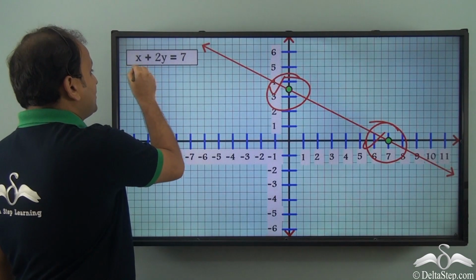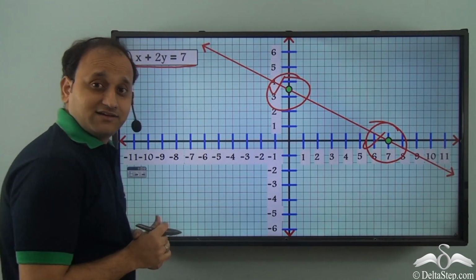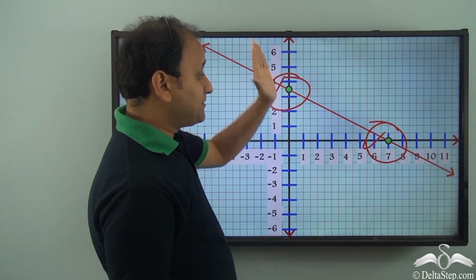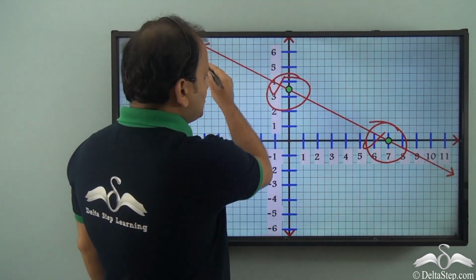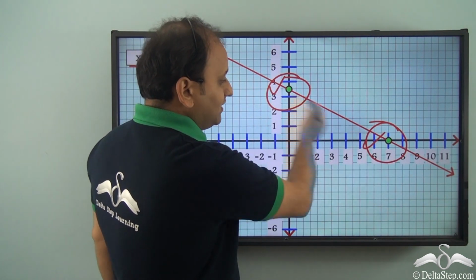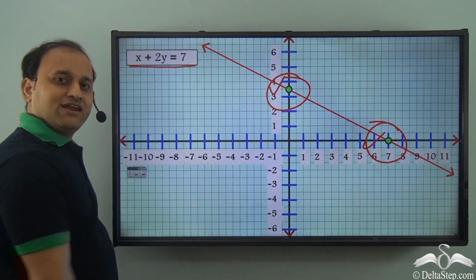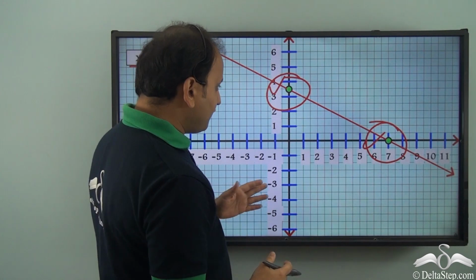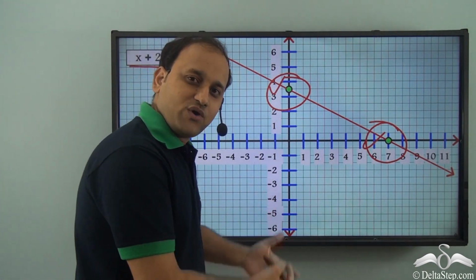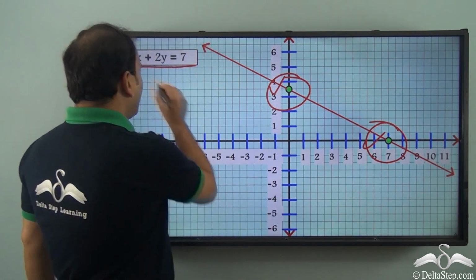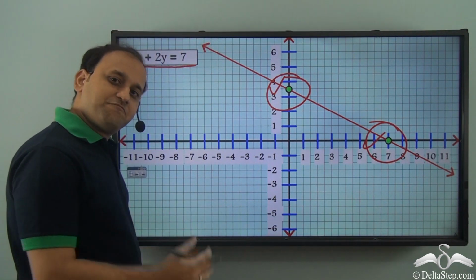So, if you have an equation and you can find the x-intercept and y-intercept, then it will be the easiest way in which you can find the line or you can plot the line on a graph paper. So for easier calculation, we prefer to find the x-intercept and y-intercept for plotting a linear equation on a graph paper.